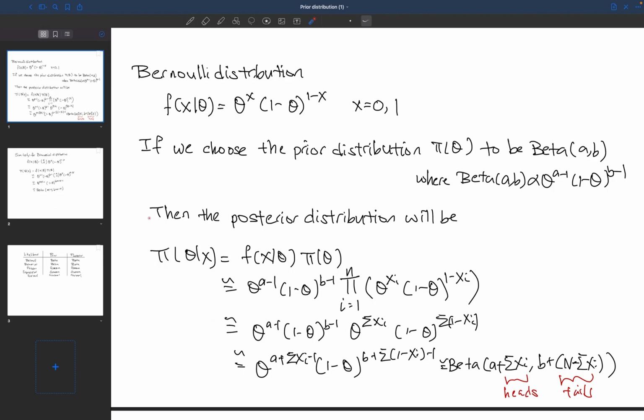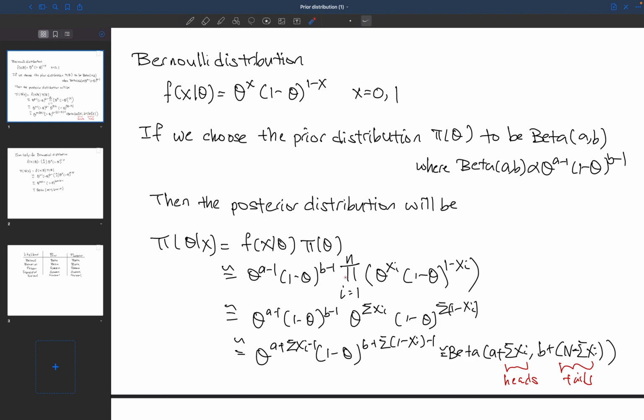So the Bernoulli distribution is given by this function. If we choose a prior distribution to be the beta distribution given by this function, we shall ignore the constant for the beta distribution. Then the posterior distribution is given by the product of the likelihood function and the prior function.